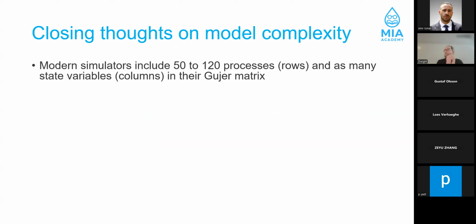I guess I'll take the other side of that argument in that we have these great models that are in modern simulators that now include dozens and dozens and even hundreds of processes, or rows if you're thinking in our model matrix, and as many state variables or columns or components. And given that those models are available, why not just use them?